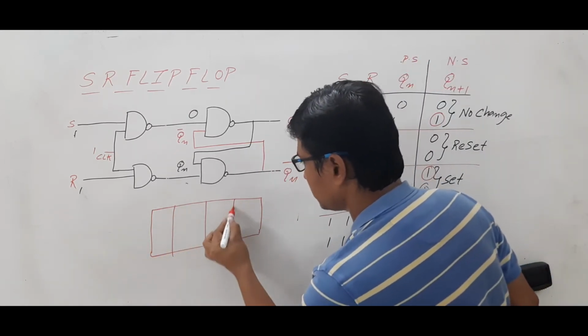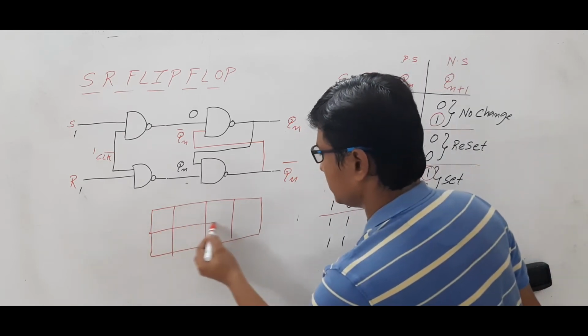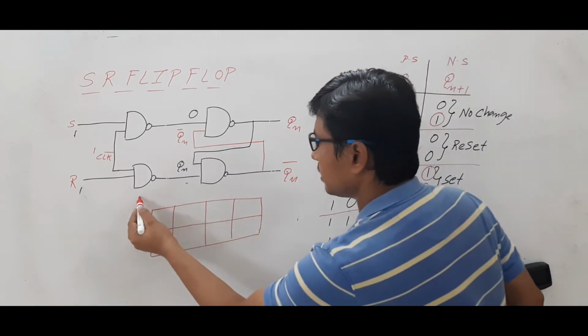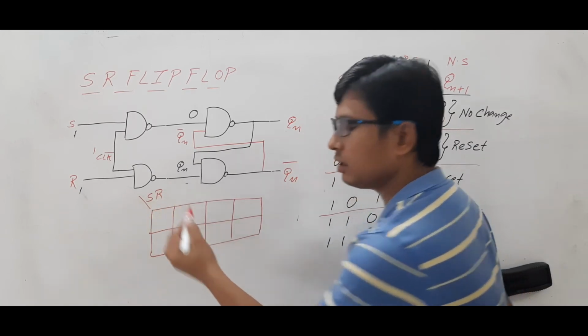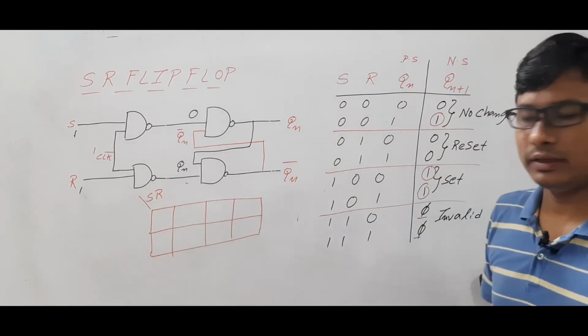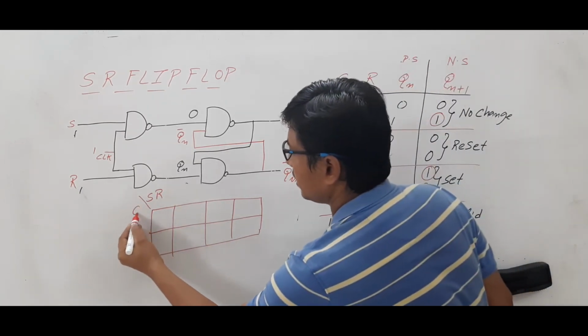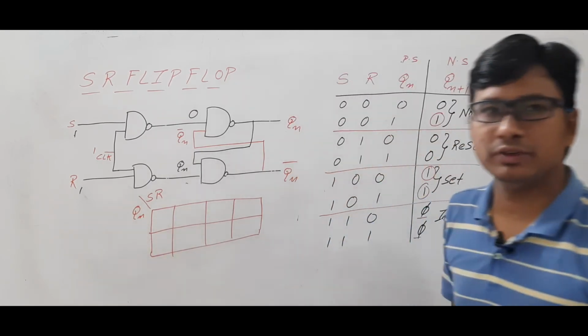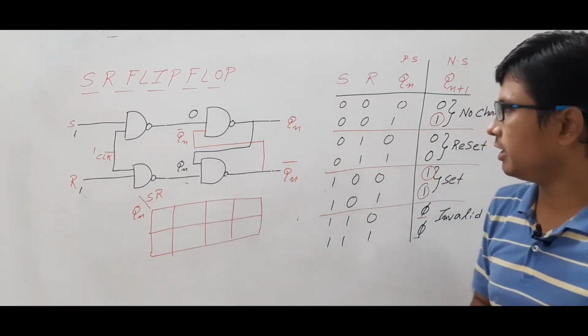1 2 3, then I have this one. I'll give S and R here. I think you already know about the K-map. Is it clear or not? Otherwise you can go and watch my previous videos where I have discussed the K-maps.